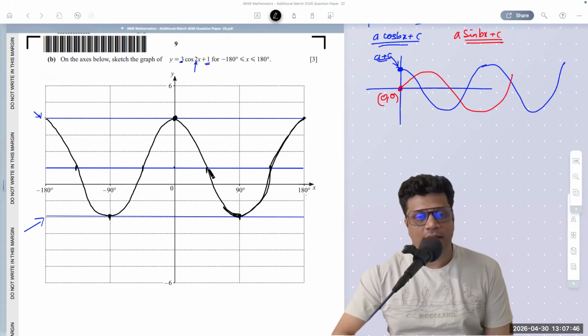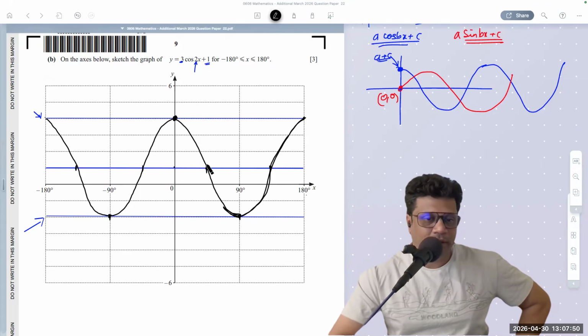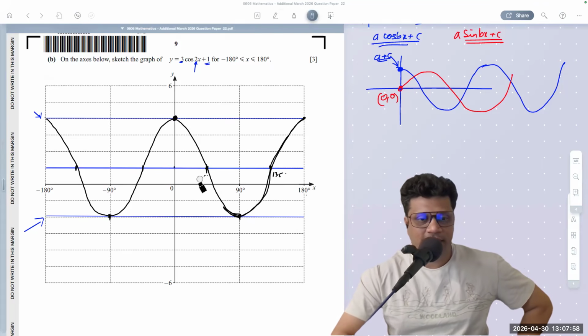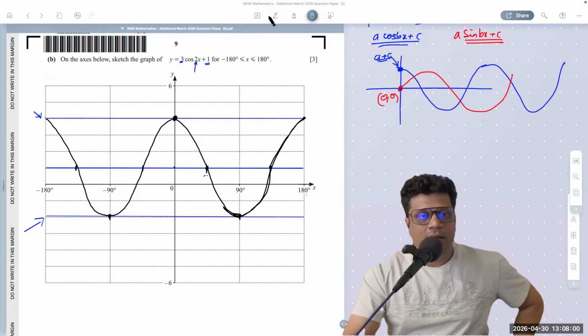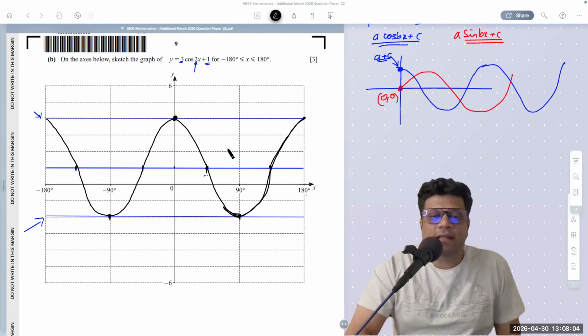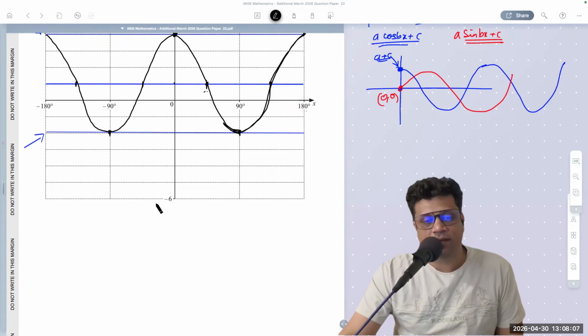So I go, and that's basically 45 degrees for you, these two. 45 and 135. So it's going to be 45 degrees, this is going to be 135 and so on. You don't need to show that. Let's see if they have asked you to show something here. On the axis below, sketch the graph between 1 and 180. And that's your curve. Done. That was your question. Okay.